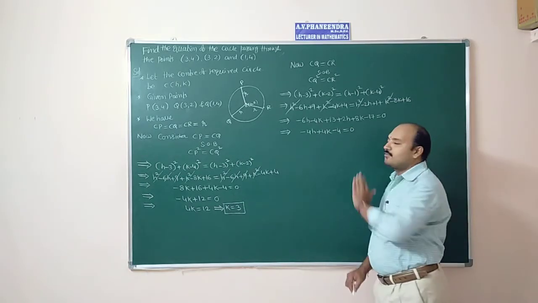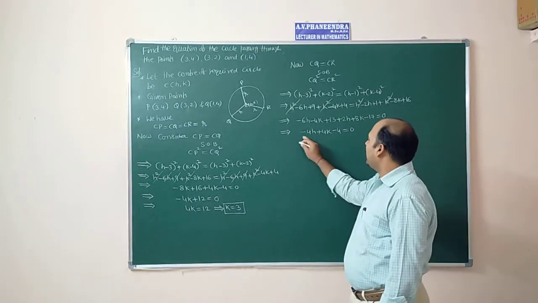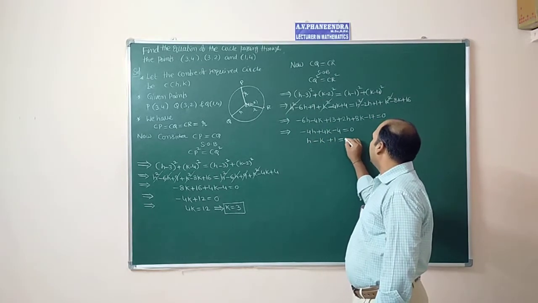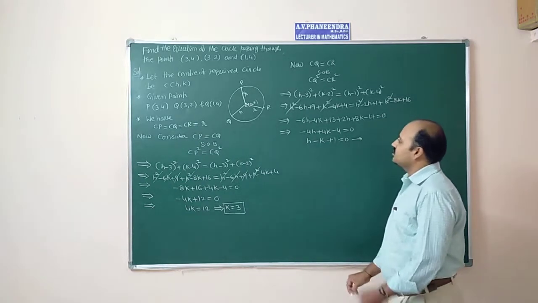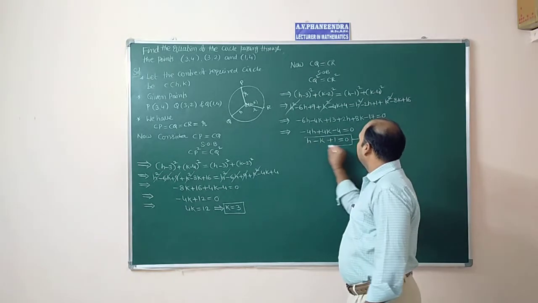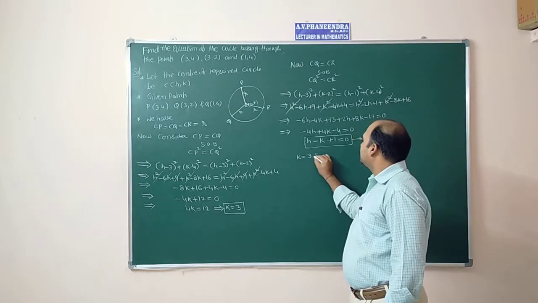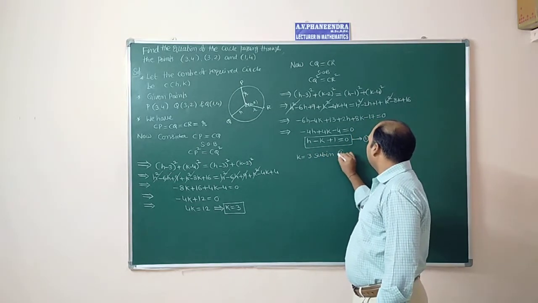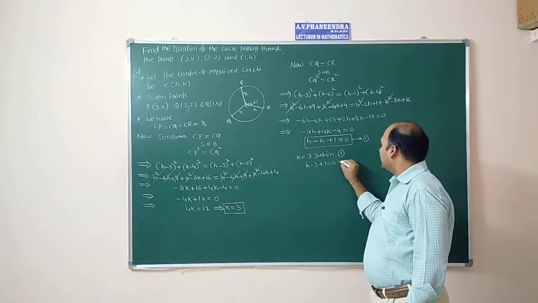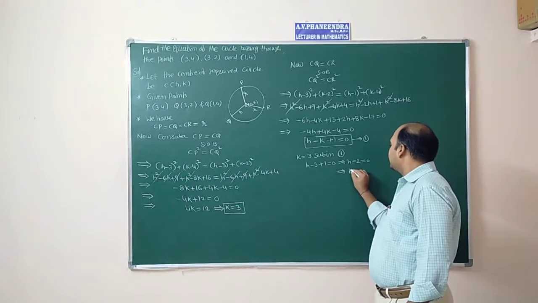All are multiples of 4. So the first term is having minus, so dividing by minus 4, it becomes h minus k plus 1 equal to 0. We keep that as equation number 1. In equation number 1, already we got the value of k. So k is equal to 3. Substituting in equation 1 we get h minus 3 plus 1 equal to 0. That implies h minus 2 equal to 0. That implies h is equal to 2.